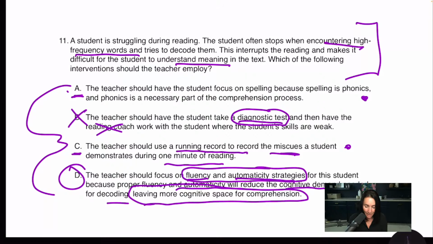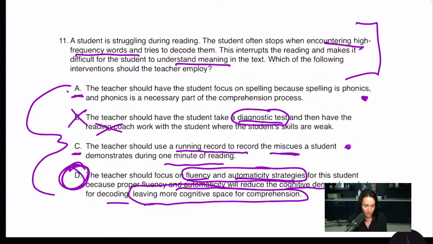But D has got all the good stuff in it, and it references comprehension and metacognition, cognitive demand. All right, so that's why D is the best answer there. Now, in this one, D is the longest answer. That doesn't always mean it's the right answer, but it is the longest one here. Okay, but that shouldn't be your decision. You should be looking at substance rather than length.